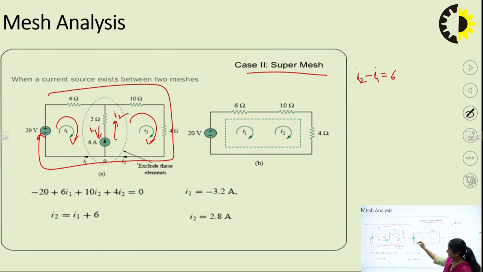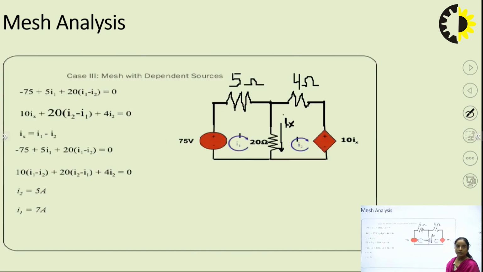So how will you write it? 6I1, then 10I2, what is the mesh current here? I2. So 6I1, 10I2, and again, what is the current here? I2. So 4I2 minus 20 equals 0. So you already have one equation in terms of I1 and I2, and this is the second equation. After solving these two, you will get the values. Okay, so these are the different cases that can be given in a network. The network may be of any type, but you can apply mesh analysis. Only minute observation is needed.